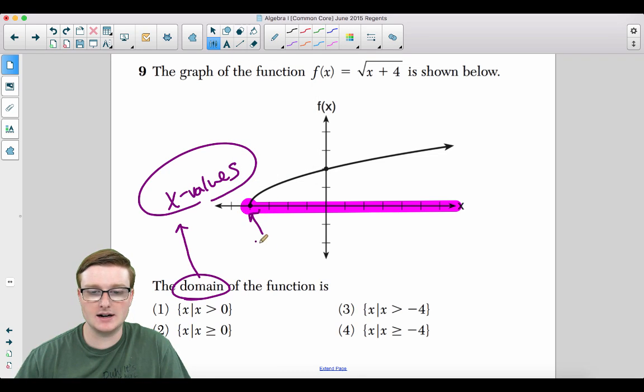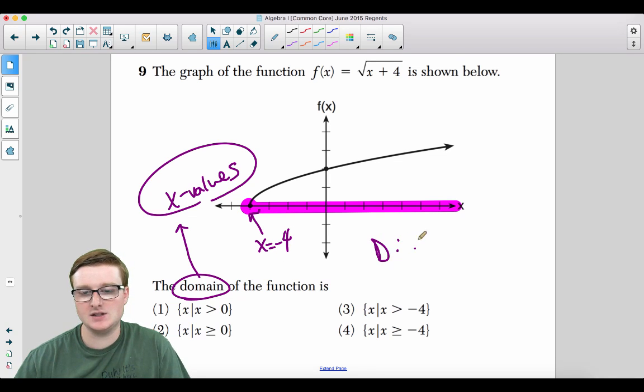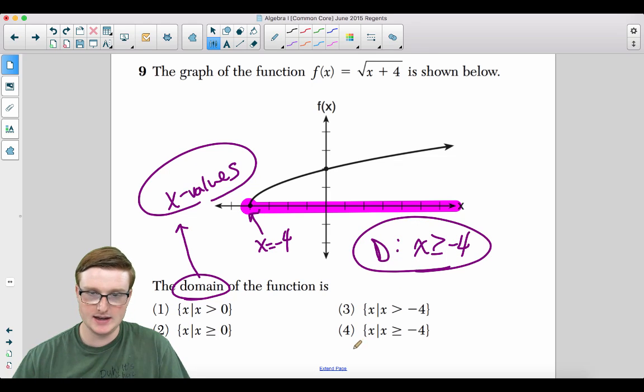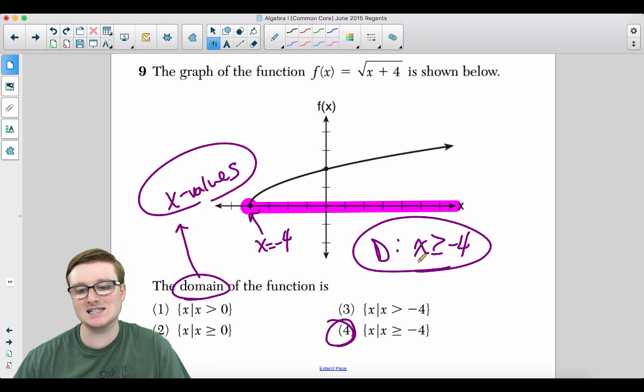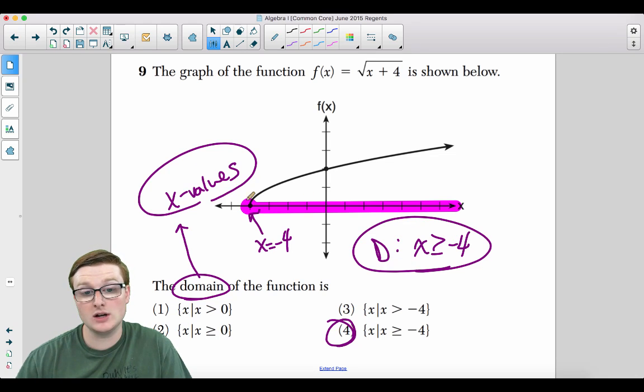So this number right there is x is equal to -4. So the domain has to be x is greater than or equal to -4. I'm looking for that answer. The answer is going to be choice 4. The reason why it's greater than or equal to is that, look at that dot.